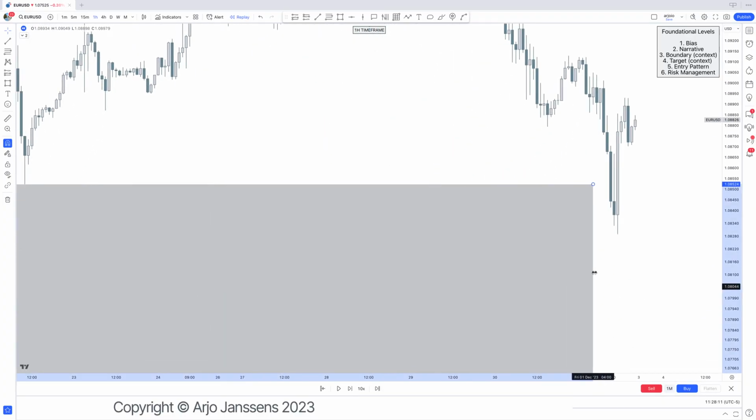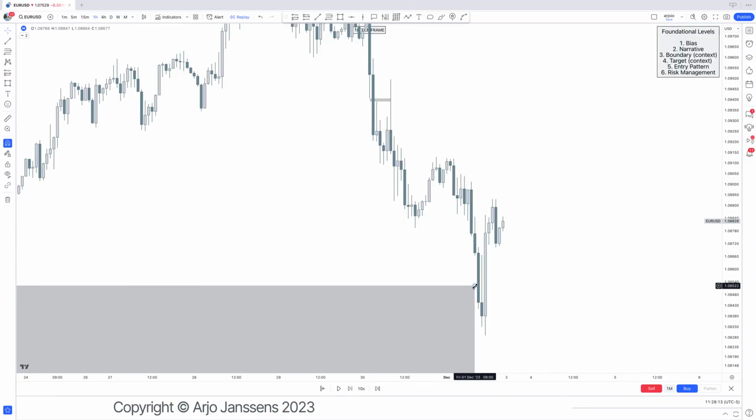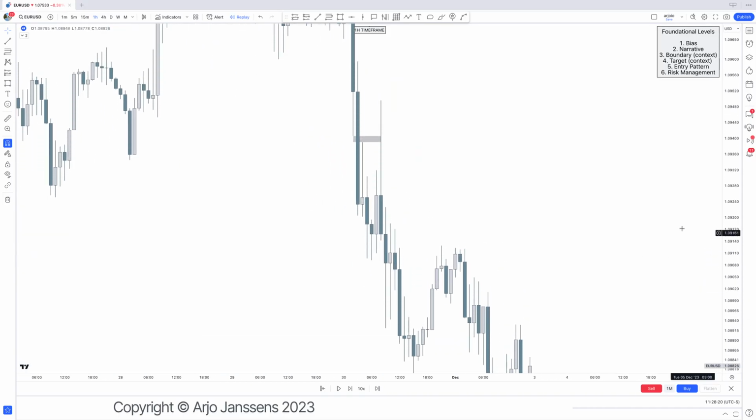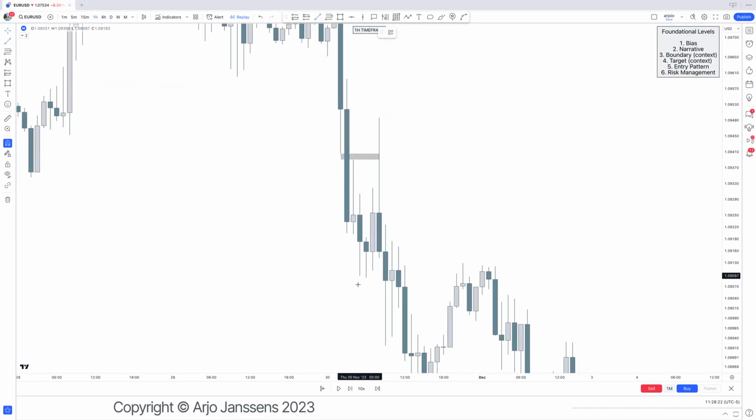Which then becomes the weekly fair value gap right there, which is the overall draw on liquidity. That's the draw on liquidity right there. Then we have the first target, which is actually this context low sitting right there. Fair value gap, premium rate to that discount rate. There's the first context low sitting right there.